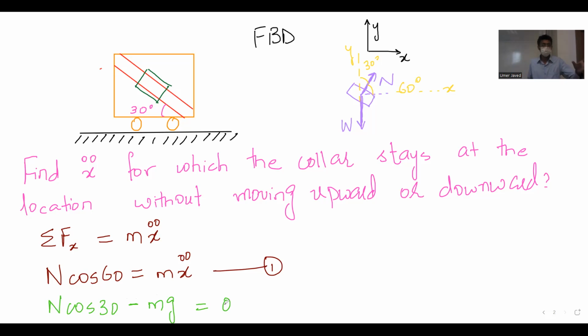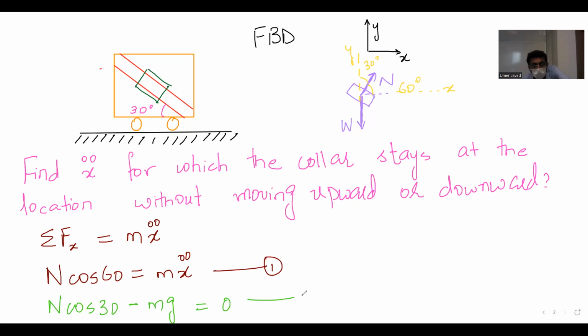Yeah, okay, yes. I think the whole cart, and then there is a collar on that cart. So when we say summation of forces in the x direction is equal to mx double dot, that x double dot is for the cart as well as for the collar, I suppose. Whereas when we talk about summation of forces in the y direction, that is equal to 0 because even the cart is not going up and down.